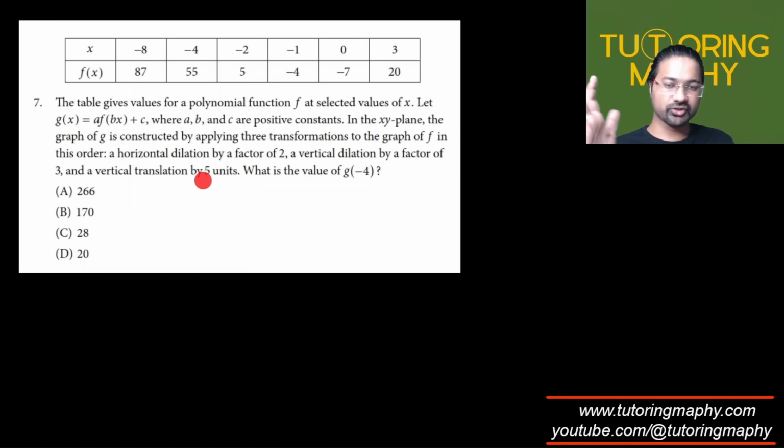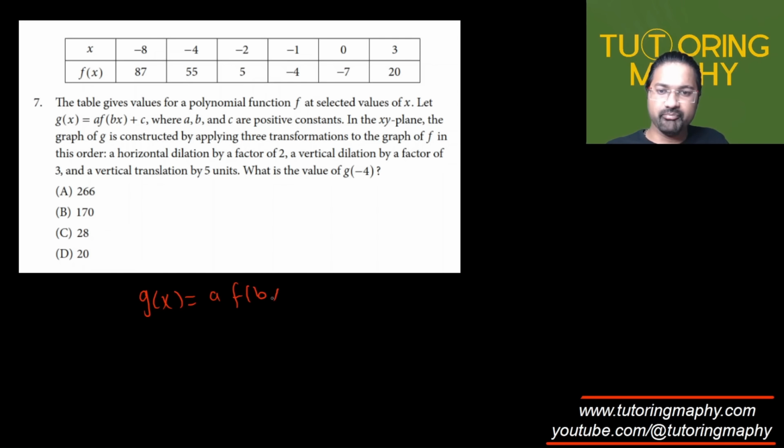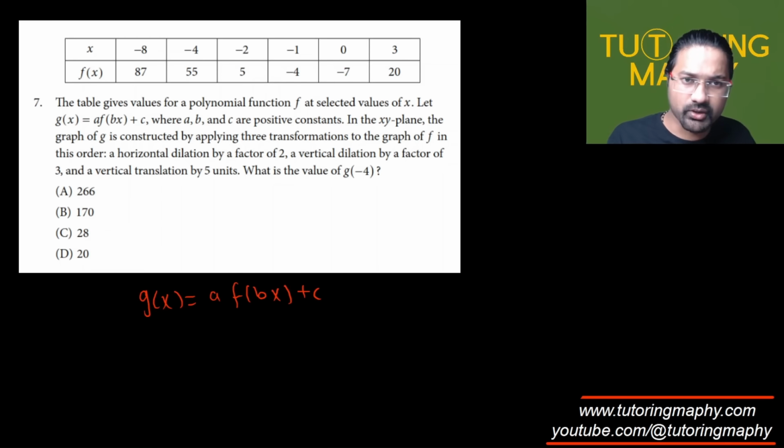So what is the value of g of -4? In other words, we need to determine the values of a, b, and c in order to determine the value of g of -4. As soon as we know that the function g of x is a times f of bx plus c, we do the transformations one by one.